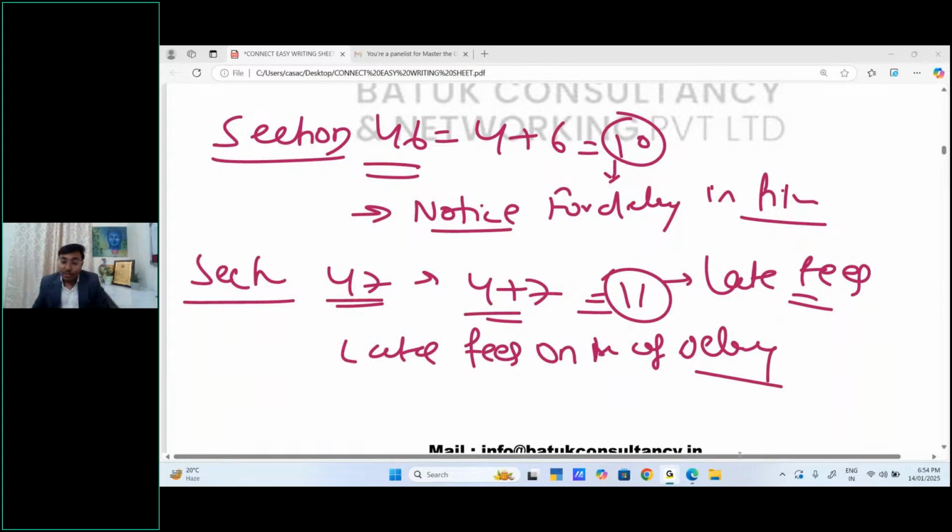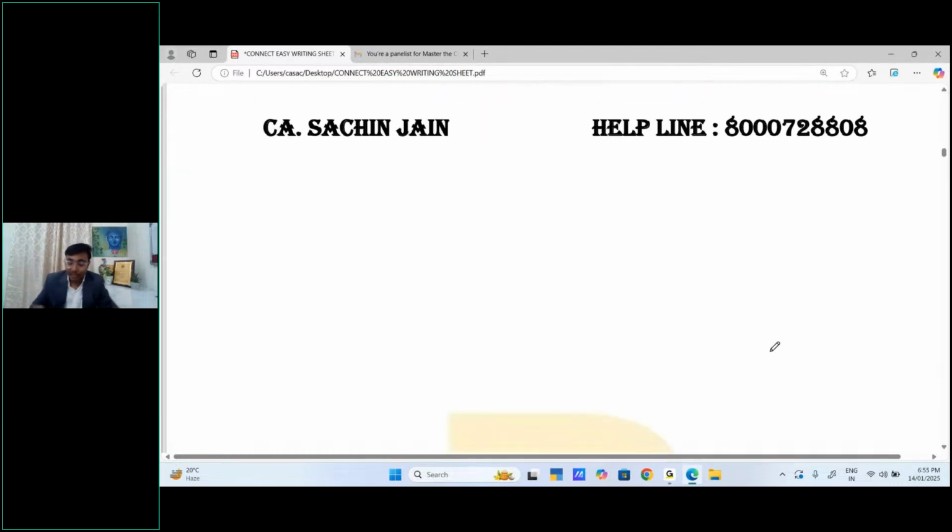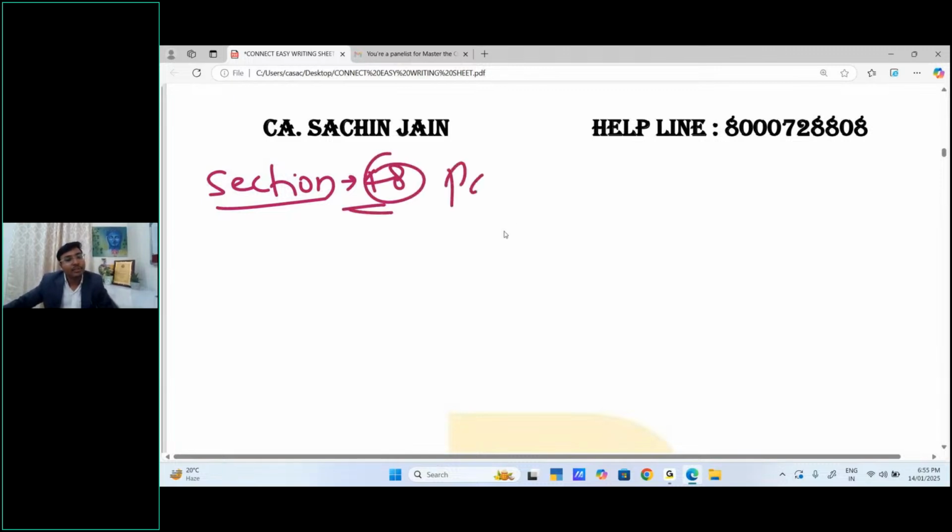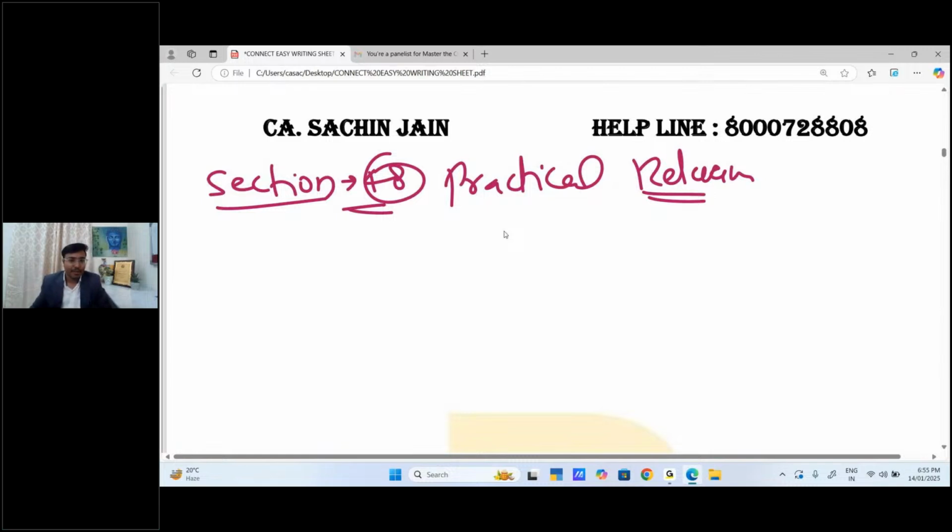Section 48 is not relevant, so I am not going to discuss it, and I am not going to provide you the memory technique, because this section is related to GST practitioners and the examination thereof. So there is no practical relevance of this section. I am not supposed to discuss this specific section, let's skip it.